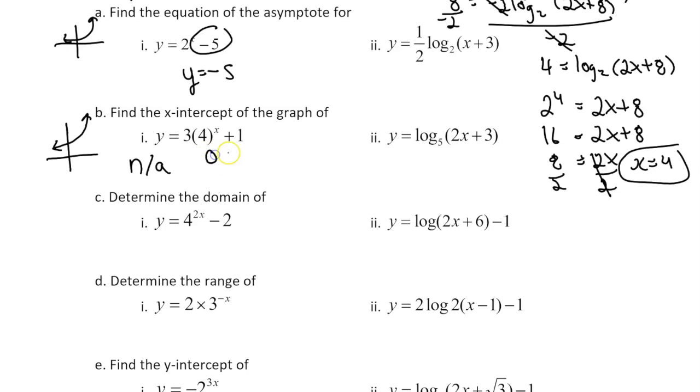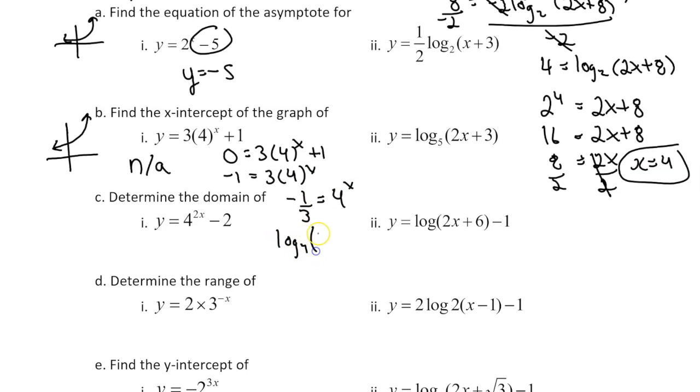If you'd put in 0 for y and you tried to solve for this here, you would get negative 1/3 equals 4 to the x. You would put it in log form, and you would say log base 4 of negative 1/3 equals x. And you would have a negative argument, and you're not allowed to have a negative argument, so you know that there would be no answer, because that makes no sense at all.